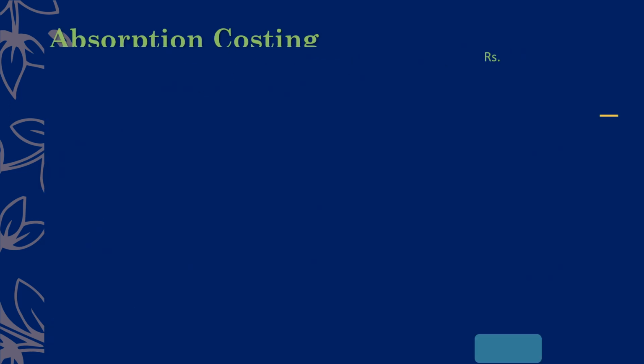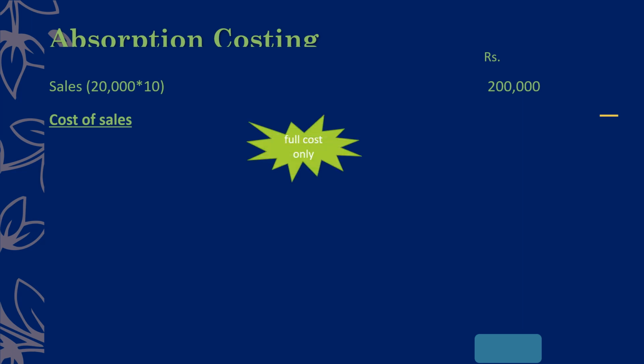Let's prepare the income statement using absorption costing. Now in this one, the sales is 20,000 units and the selling price is 10, therefore the value is 2 lakhs. Then we have to take the cost of sales. In the absorption costing, we know that it is based on the full cost. So since we don't have the opening inventory, the product cost is 20,000 into 8 rupees, that is 160,000.